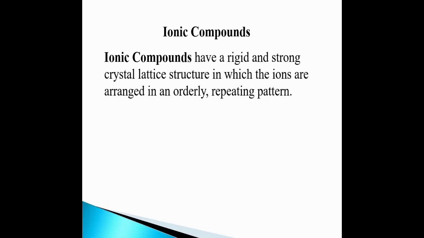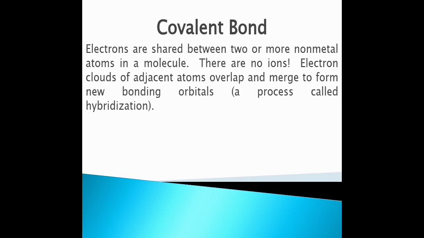Ionic compounds. Ionic compounds have a rigid and strong crystal lattice structure in which the ions are arranged in an orderly repeating pattern. Covalent bond. Electrons are shared between two or more non-metal atoms in a molecule. There are no ions. Electron clouds of adjacent atoms overlap and merge to form new bonding orbitals, a process called hybridization.